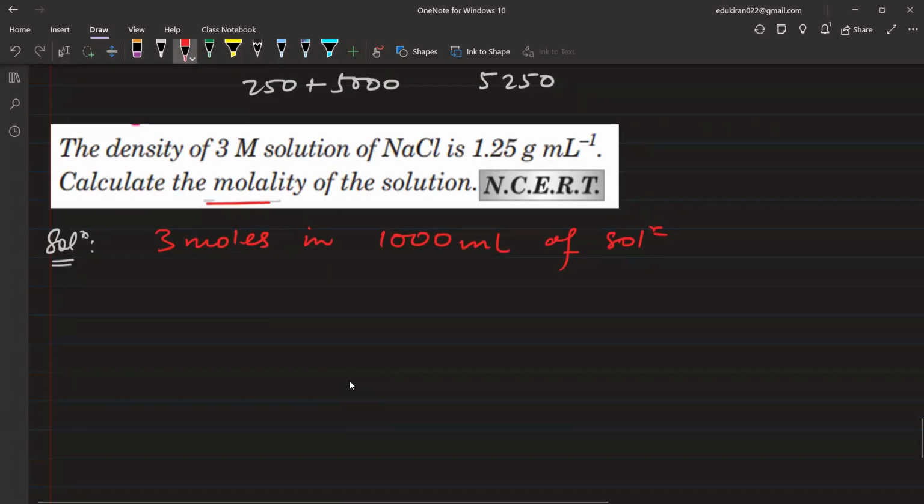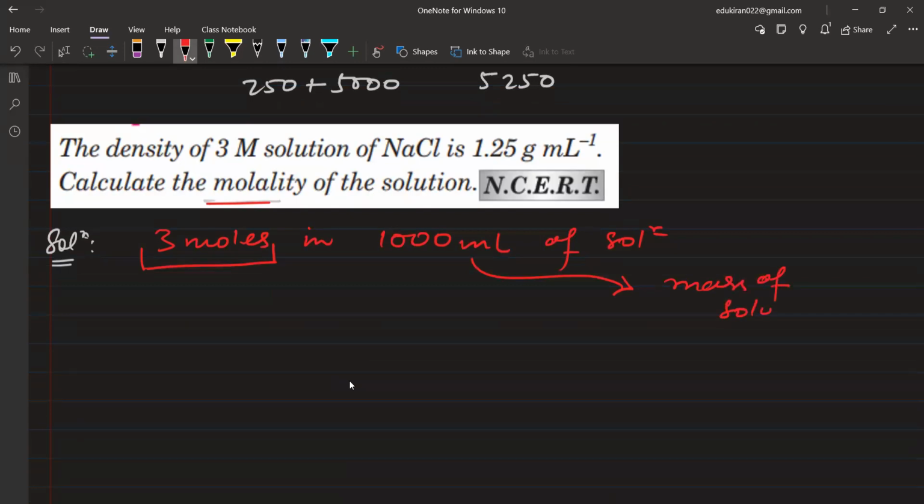Now we have got the moles of solute. From the volume of solution, I have to get the mass of solvent. Correct? सही है? Volume of solution है आपके पास, उससे आपको क्या निकालना है? Mass of solvent. Why do I need mass of solvent? Because molality is equal to number of moles of solute divided by mass of solvent in kg.